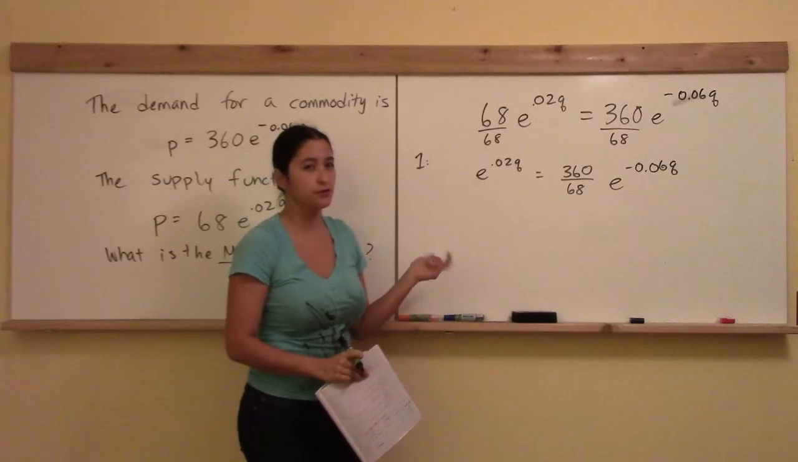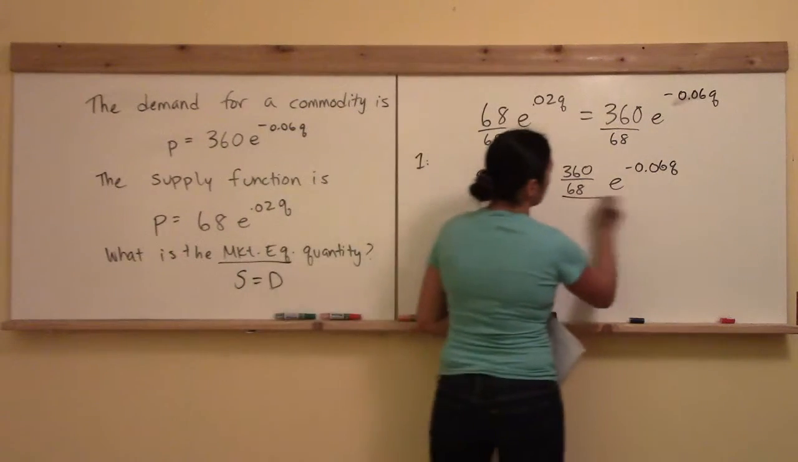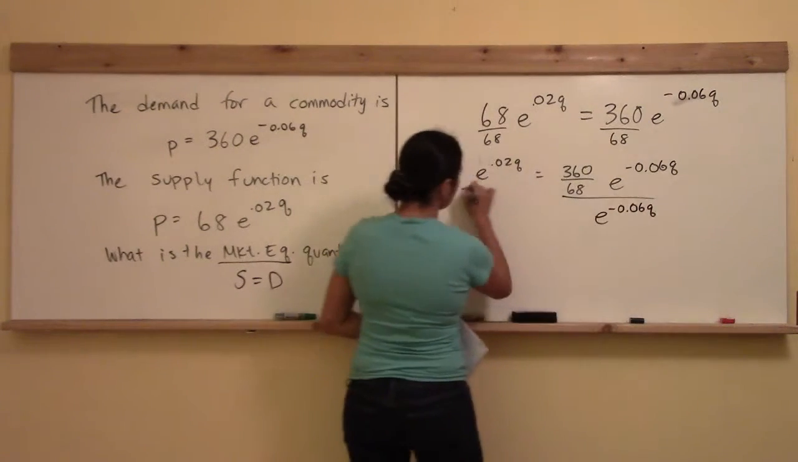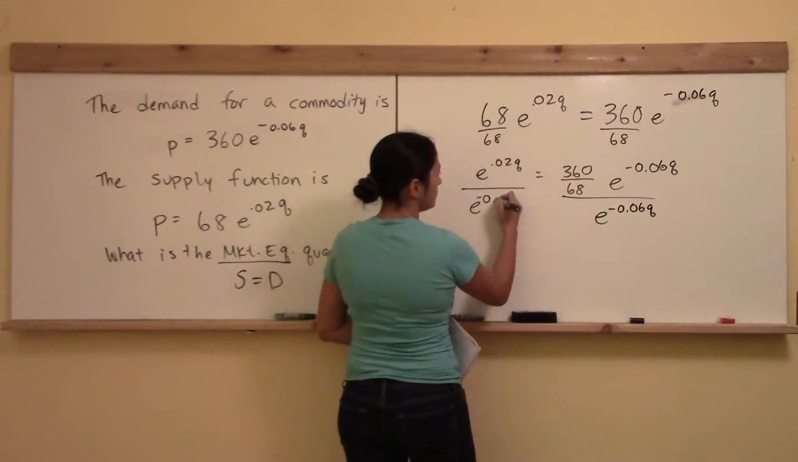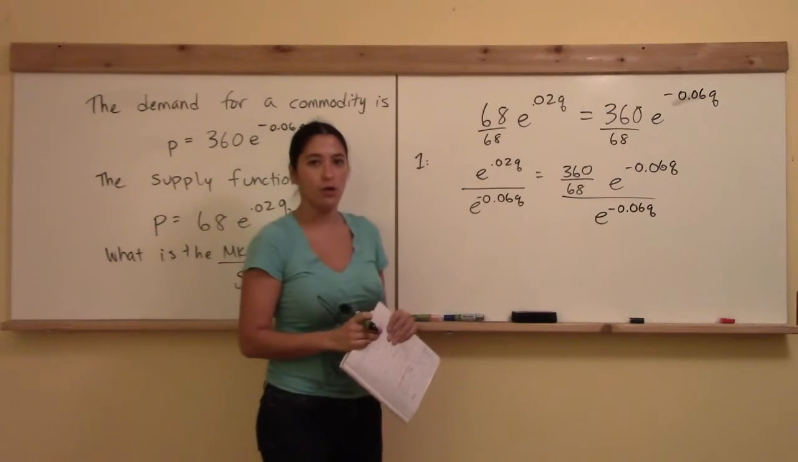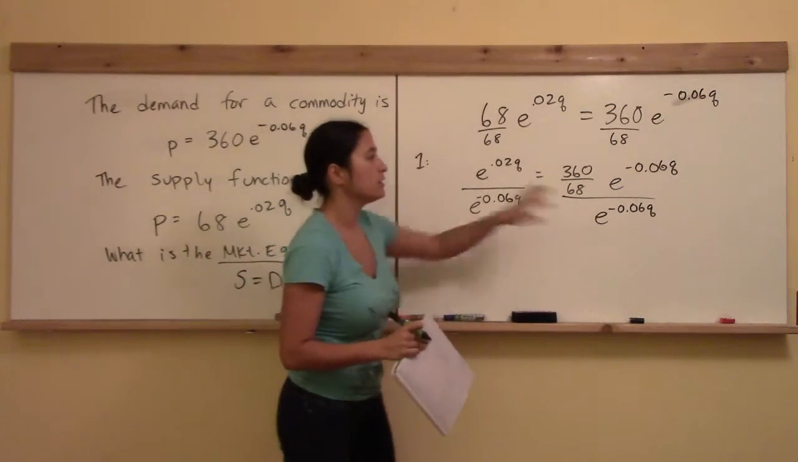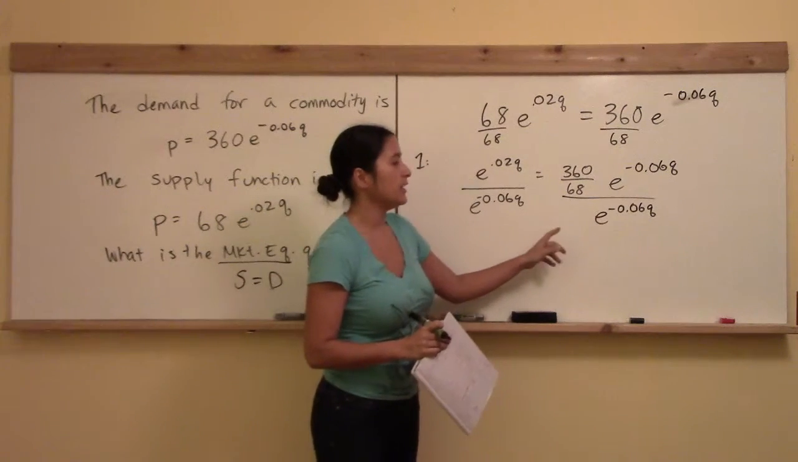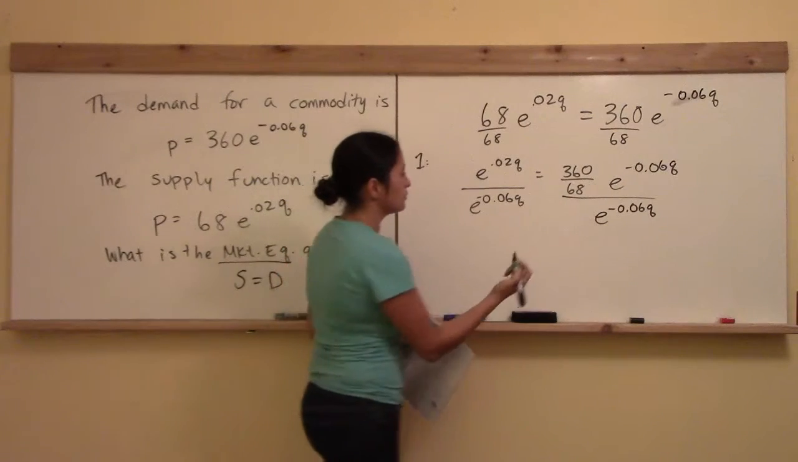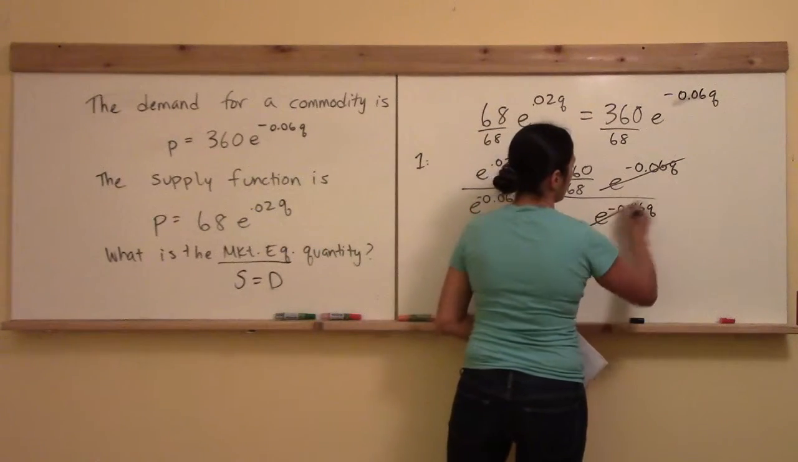There's two different things that you could have done probably to correct things. One of which is to divide both sides by this, divide both sides by the quantity e to the negative 0.06q. Or similarly, you could have multiplied both sides of the equation by e to the positive 0.06q. Okay? Either one of those is correct. I'll show this one on this side of the board.